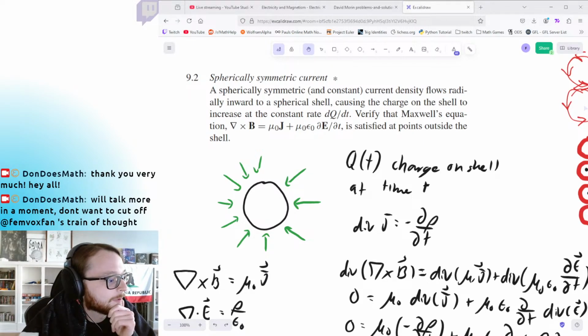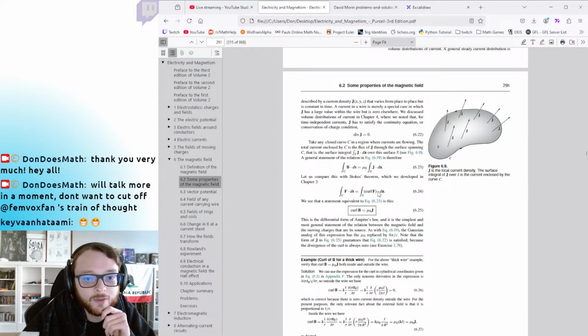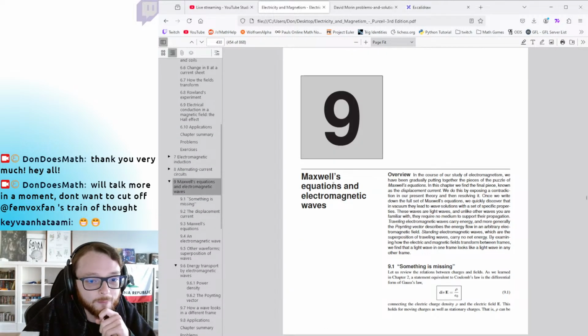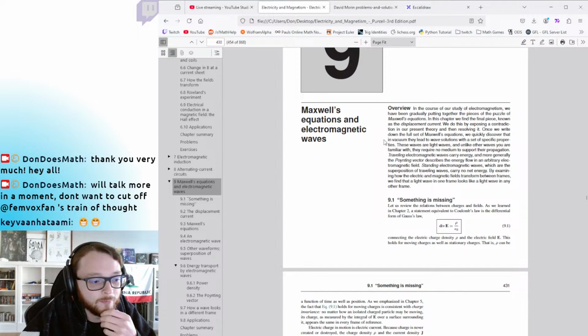Right now this is me and Finbox fan in voice chat, just working out some problems from a physics textbook. This is the last chapter that we're going to be doing as part of the group. It's chapter 9, on Maxwell's equations. We're going to do a couple of meetings on it, but this is like our end cap.